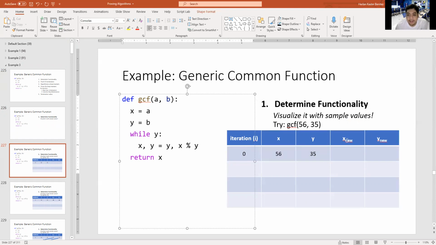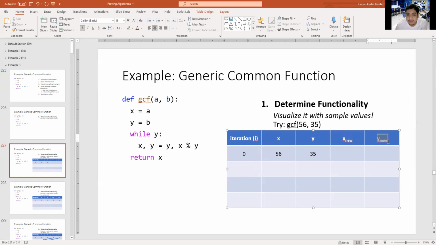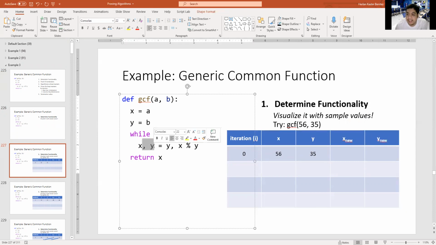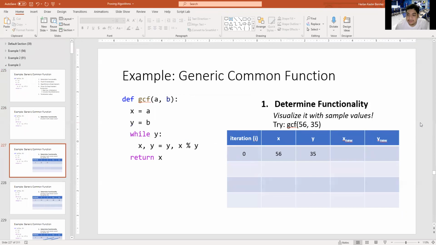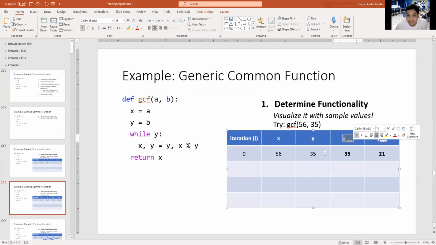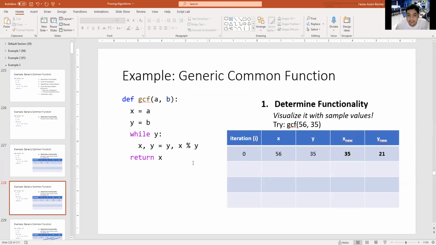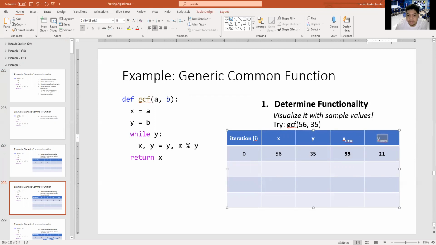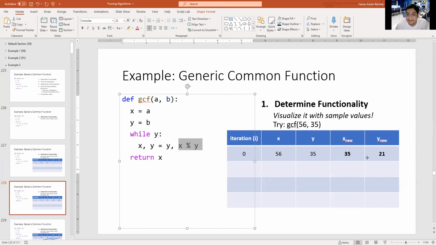And then, itong x new at saka yung y new will be yung value ni x and y at the end of the loop. So, at the end of the loop, si x magiging y. So, yung bagong x is equal lang siya dun sa y. And then, si y naman, si y new, will be x modulo y. So, ano yung modulo operation, siya yung remainder pagka divide ko sila.